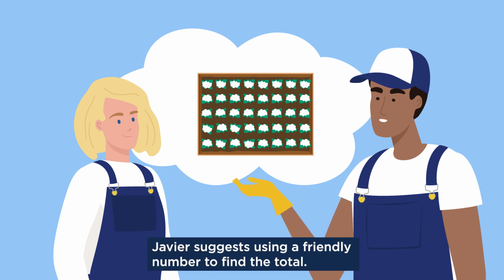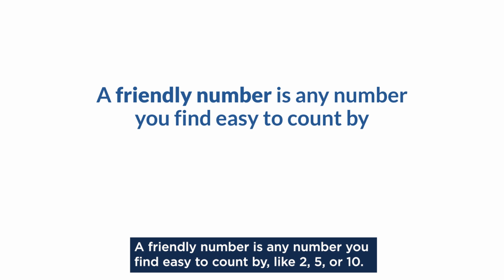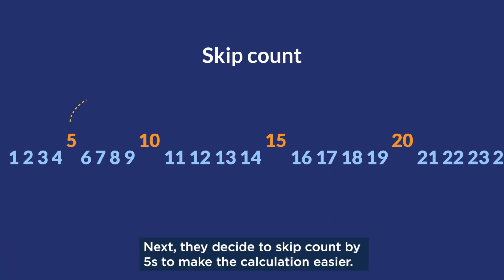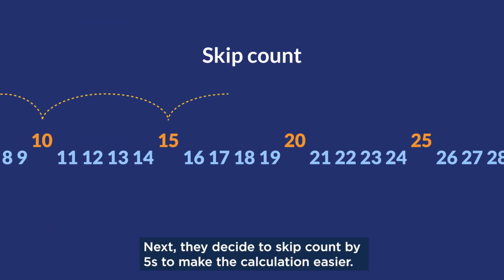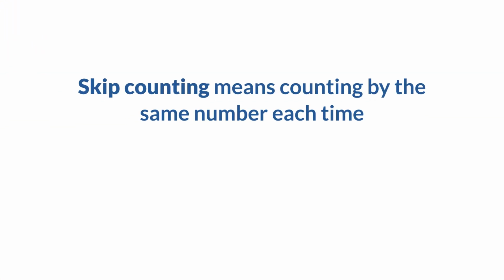Javier suggests using a friendly number to find the total. A friendly number is any number you find easy to count by, like 2, 5, or 10. Next, they decide to skip count by 5s to make the calculation easier. Skip counting means counting by the same number each time.